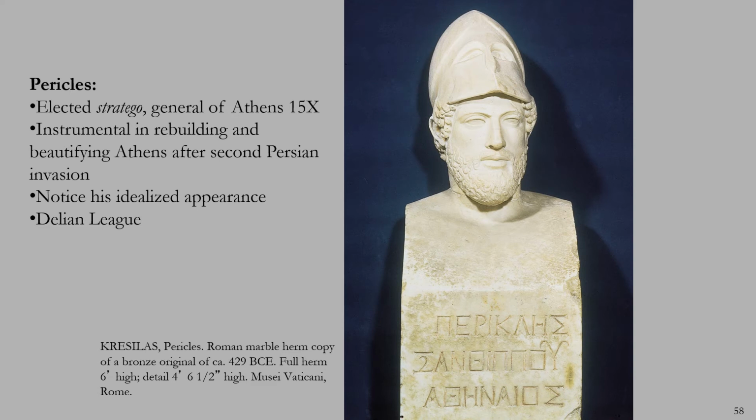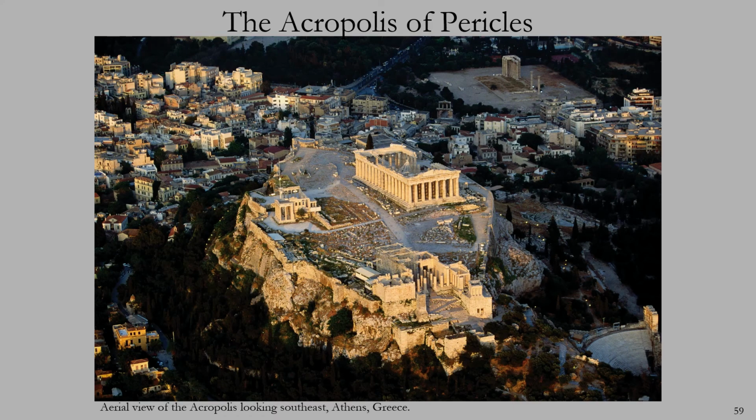Notice Pericles' sort of ideal, perfect appearance in this sculpture. But also, the Greeks formed something called the Delian League, named after the Greek city-state of Delos, where this league would convene. Pericles probably took money from this league to invest in the reconstruction of Athens. So that Greek morality looks great on paper, but not necessarily great in practice. Welcome to politics, my friends.